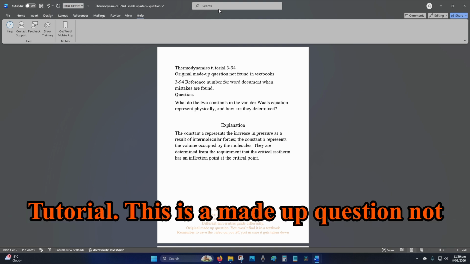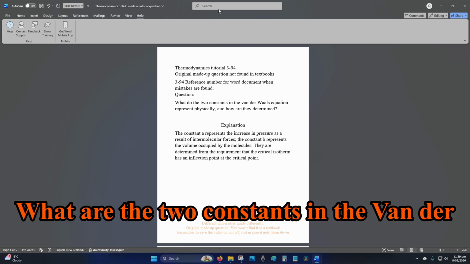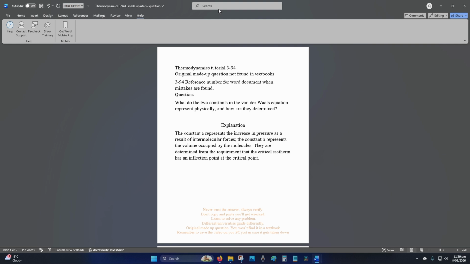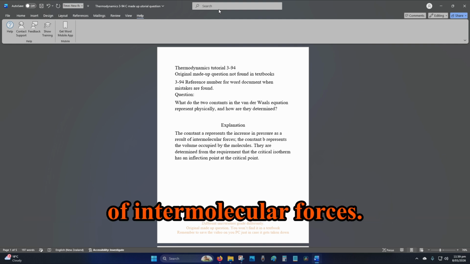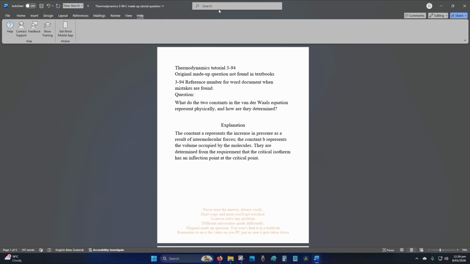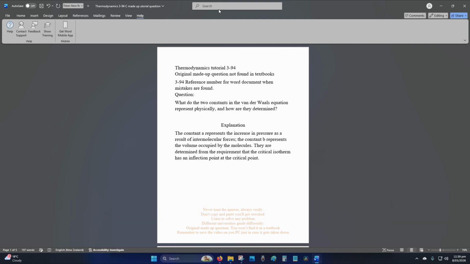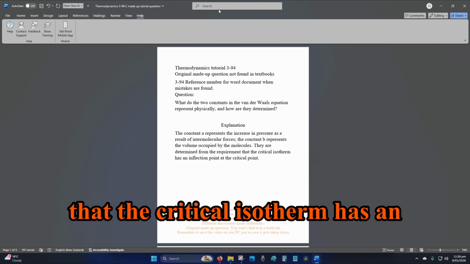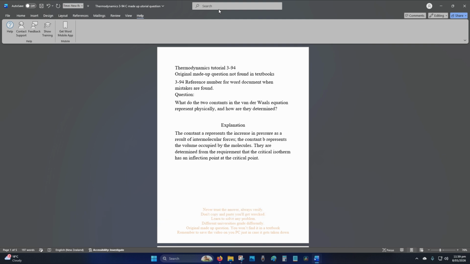This is a made-up question not found in your textbooks. What do the two constants in the van der Waals equation physically represent and how are they determined? The constant A represents the increase in pressure as the result of intermolecular forces. The constant B represents the volume occupied by the molecules. They are determined by the requirement that the critical isotherm has an inflection point at the critical point.